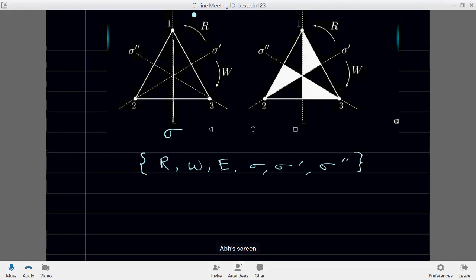Now look at this carefully. Here the elements of the group, let me name it. So let this be C3V. This is what was written in the book. This is the name of the group, C3V. All the elements in the group, if you look at them, are nothing but operators.